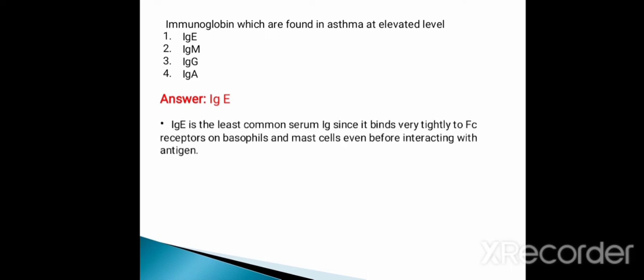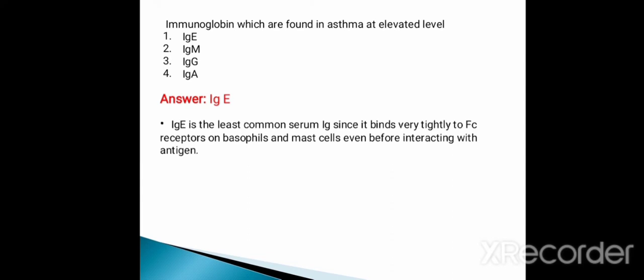Next question. Immunoglobulin which is found in asthma at elevated level. Option 1 IgE, option 2 IgM, option 3 IgG and option 4 is IgA. And the correct option is IgE.